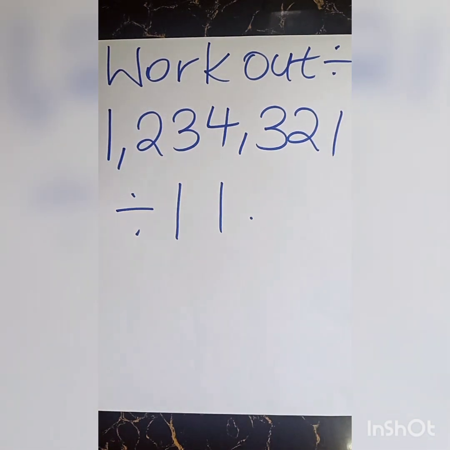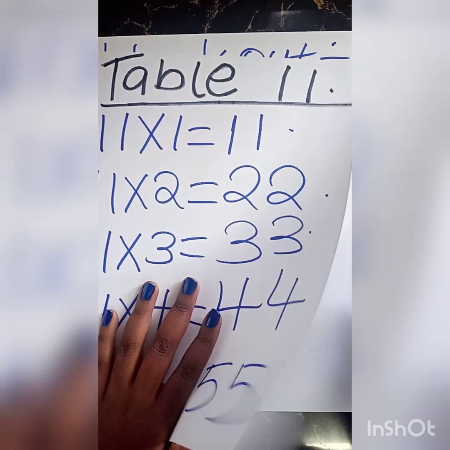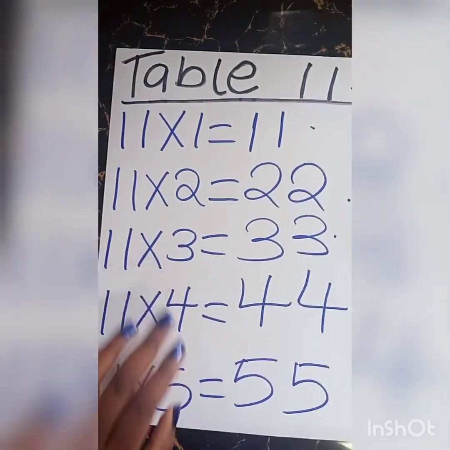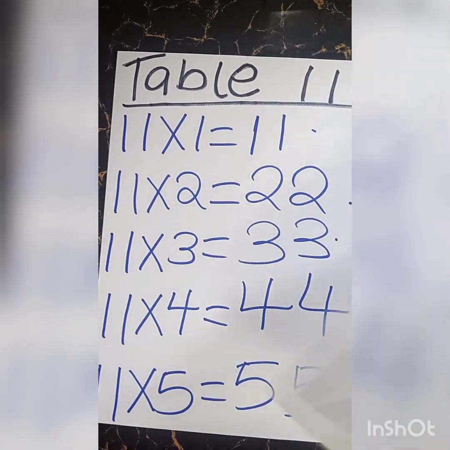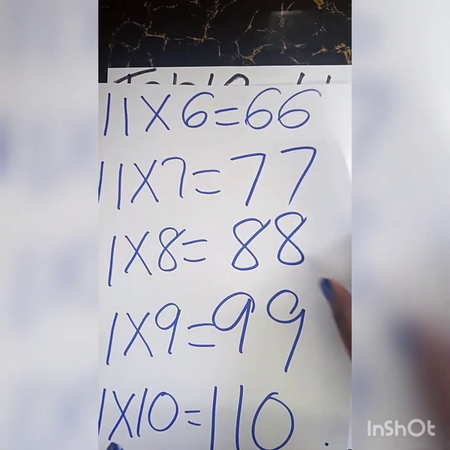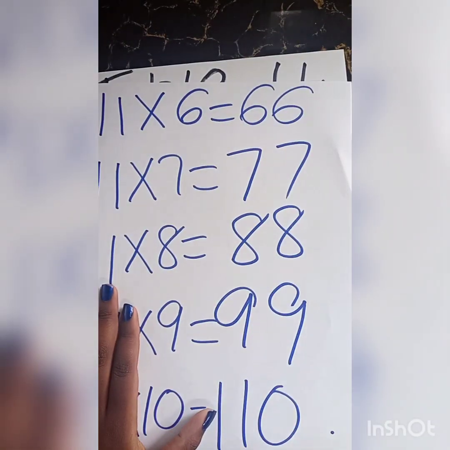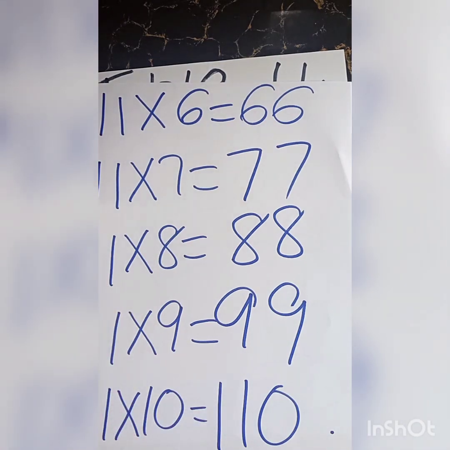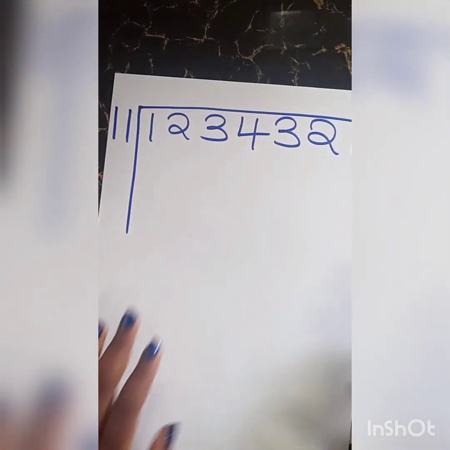Anytime you see a question like this, what is the first thing that should come to your mind? When you see a question like this, you should automatically know that you need to be conversant with table 11, which we did in our last lesson. This is what we said about table 11. 11 times 1, times 2, times 3, times 4, times 5, times 6, times 7, times 8, times 9, times 10. So now that you know table 11, you can answer this question.